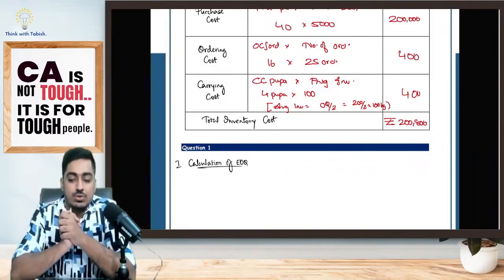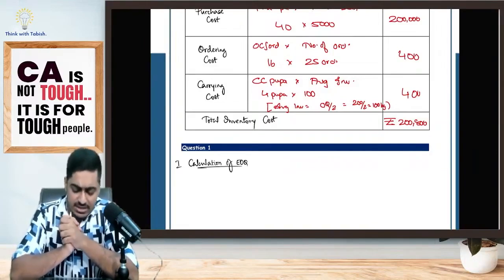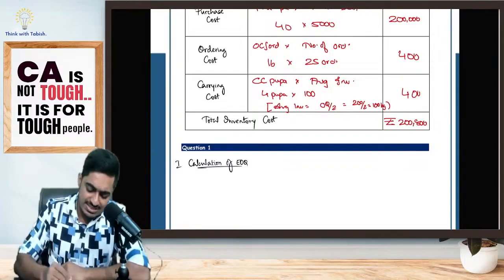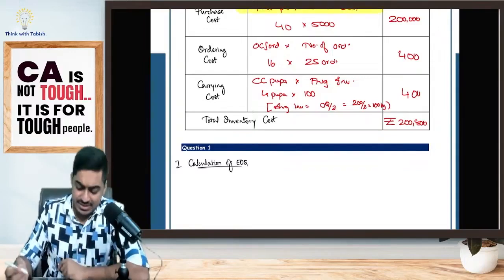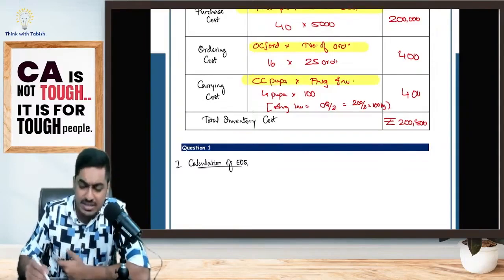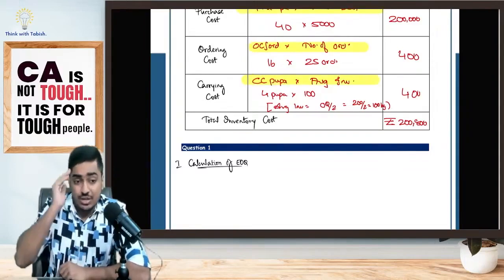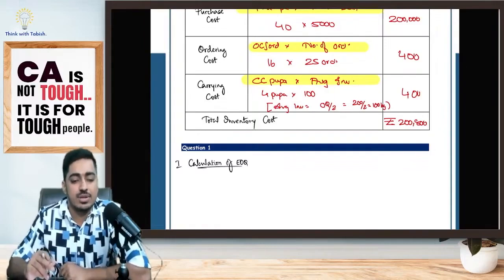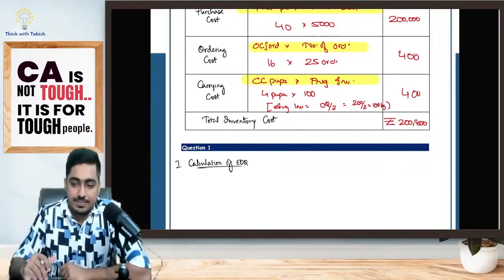Shall we continue? Yes, Vishnu is asking, sir, is it necessary to write the formulas? Not compulsory. If you get the answers right, it is fine. But now see, for all these things like purchase cost, you need not write the formula. This also you need not write. But wherever you feel that you might go wrong, say for example, carrying cost or somewhere else, it is better to write the formula. EOQ, write the formula. Okay, everyone?